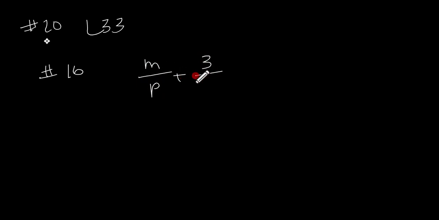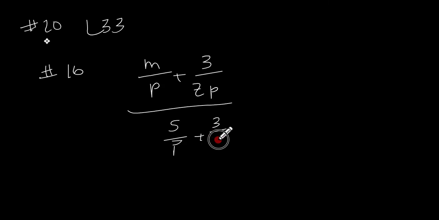Amazing. So this is number 20. We're doing lesson 33. Practice A and B are number 16. So I'm just going to put 16 up there. They're all the same. m over p plus 3 over zp equals s over p. On the test, there's actually another one, like something like 3 over z, but not in this problem.